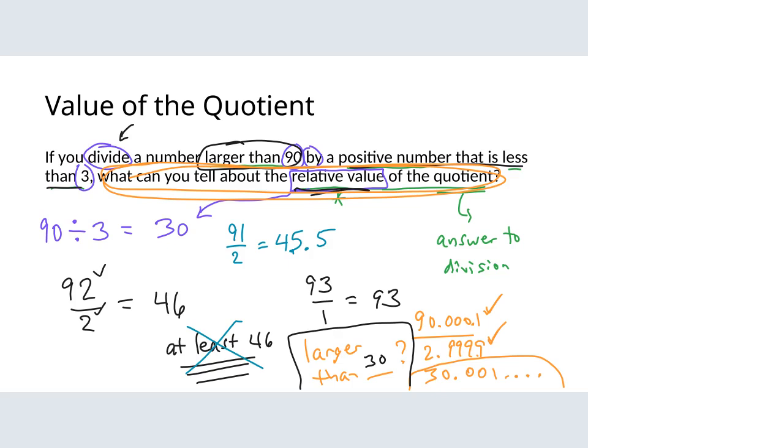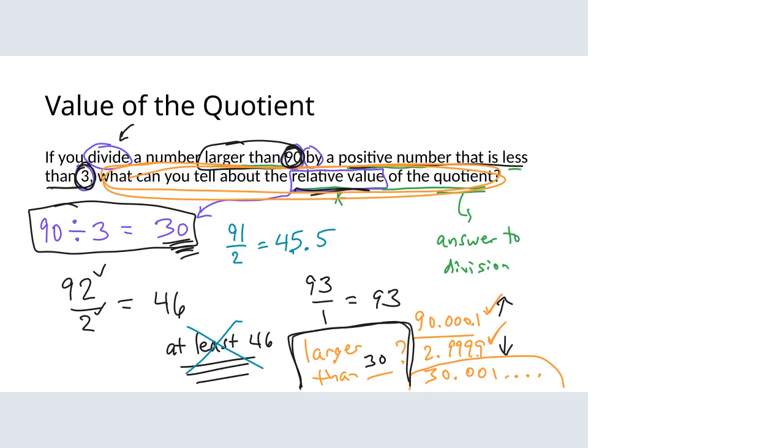I want to go back and look at our baseline here. Our baseline was a number larger than 90, a number less than 3. So we use those to establish our baseline of 30. And then if the number on top has to be bigger than 90 and the number on the bottom has to be smaller than 3, then the result has to be larger than 30. It has to be greater than 30.